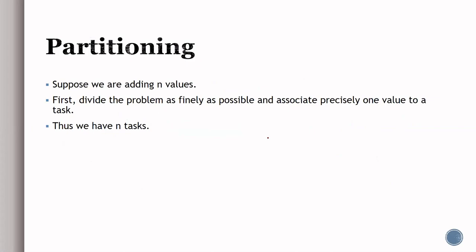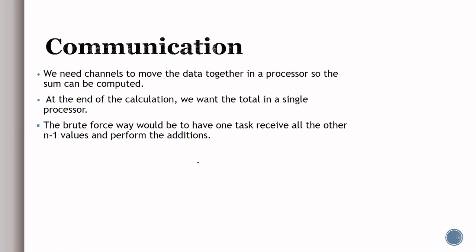Here we need to find the maximum of a certain set of values. So how do we solve it in parallel using Foster's design methodology? This is our second case study. Naturally, the first step is obvious, which is partitioning. Here we have n values. Naturally, the most primitive task is the value itself. We will divide the entire problem as finely as possible and associate precisely one value to one task. So each task is the value itself.